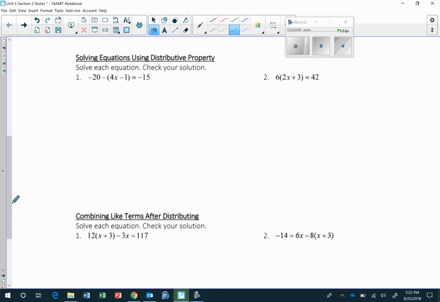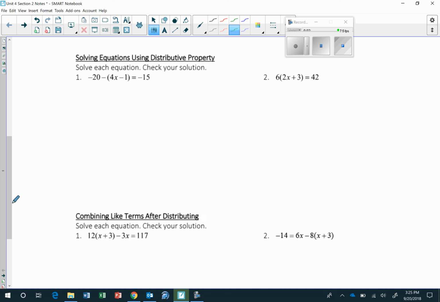All right, in the next section, it says solving equations using the distributive property. So as we add things on, we're adding another thing we need to do first. So first in Unit 4, Section 1, we added or subtracted, and then we multiplied or divided. Then we just said we need to put combining like terms before that. Now we're saying we need to put distributive property before that.